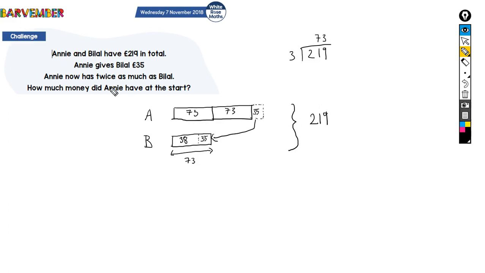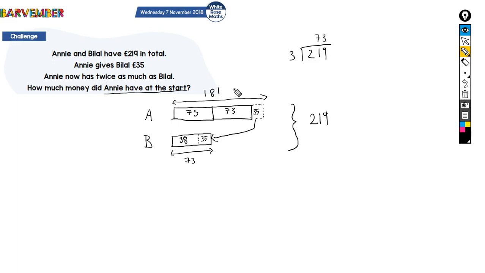But at the beginning, we want to know what did Annie have at the start. Well, that's all of this, including that £35 that she gave away. So we have 73 times 2, so 146, plus the 35, that's going to give me 181. So that whole amount there is 181, and that's actually what we're asked.